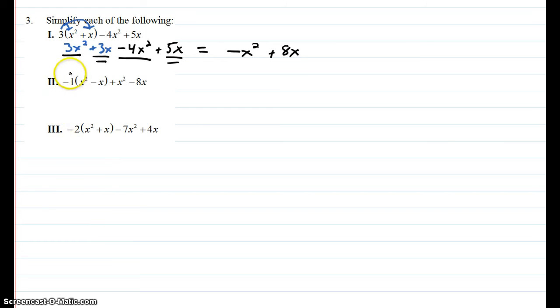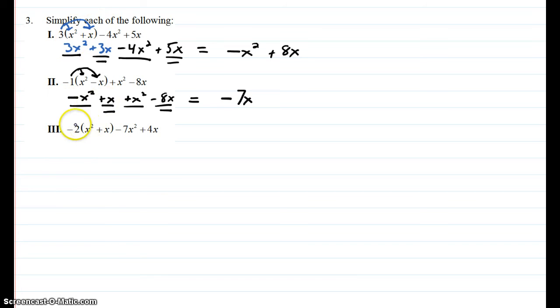Now the second one, we need to distribute the -1. And so the -1 is going to change the sign, so I get -x squared plus x, and then rewrite plus x squared minus 8x. So now as I combine my like terms, -x squared and a positive x squared are going to cancel out, so I don't need to write anything. And then I have 1x minus 8x gives me 7x.